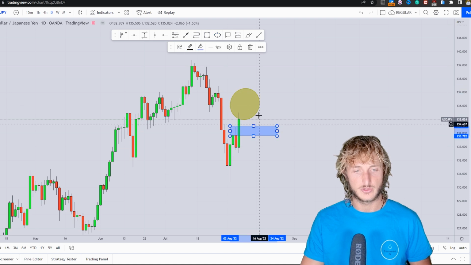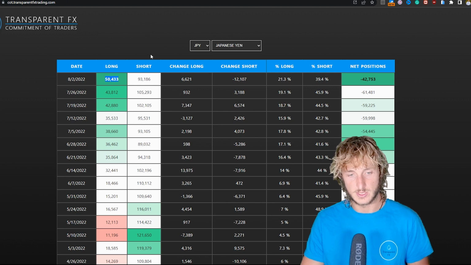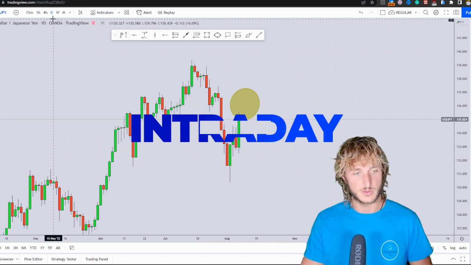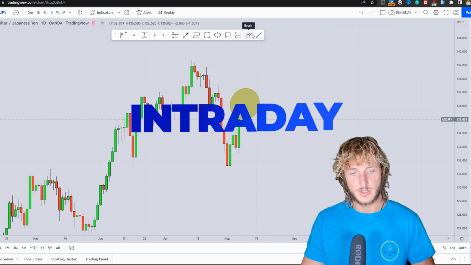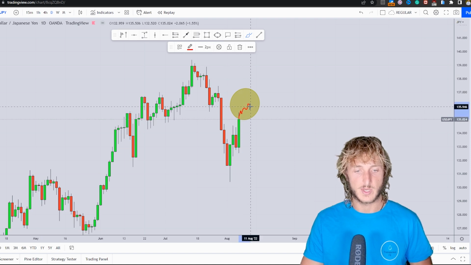Now, as usual, trading is reactive and not predictive. The monthly, weekly, and daily combined with the COT data, those are the best time frames from a directional perspective. However, when it comes to confirmations and entries, the best time frames are the intraday time frames, so 4-hour and lower.